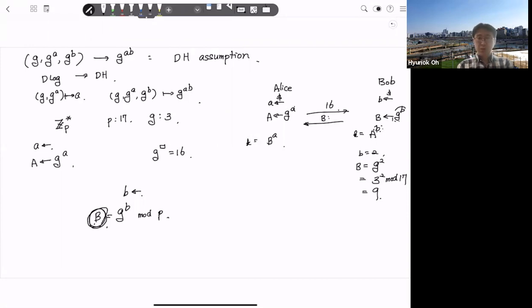Small b can be 1. But 1 is too trivial. b can be any number, 1 can be possible actually, but if b equal 1 is chosen, then it is too easy to guess. Small b is from 1 to 16. So between these numbers, any number you can choose.